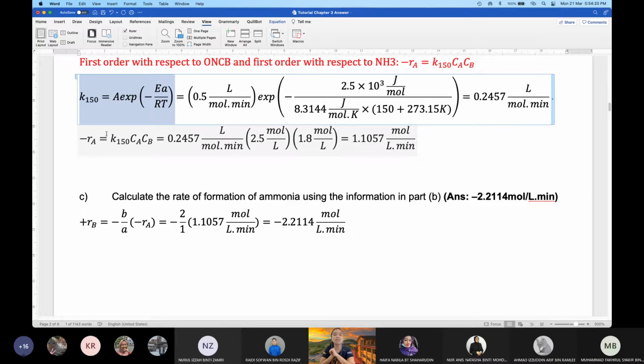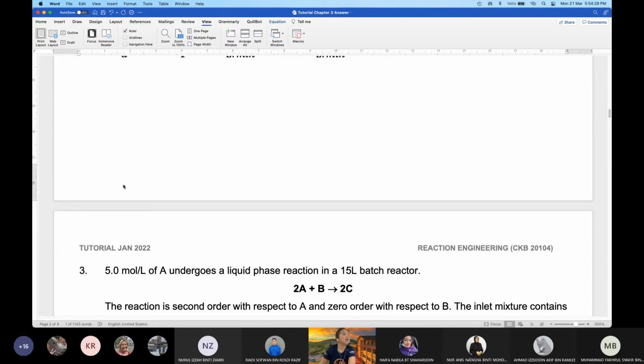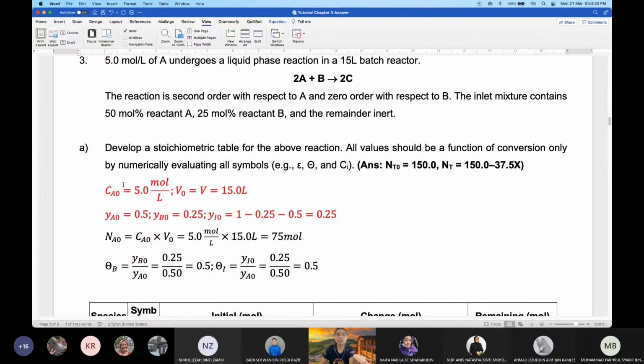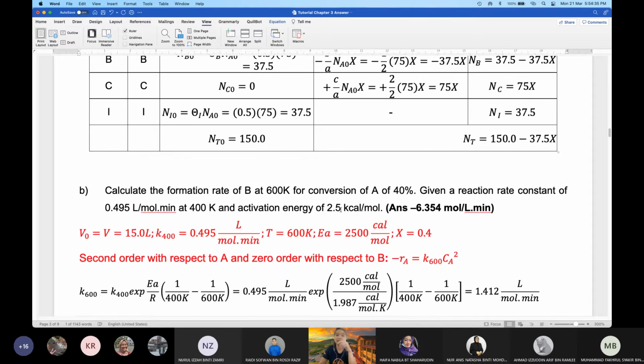You may think that maybe we can use this, because we know the temperature and we know the activation energy. However, if you realize, in question number 3, they didn't give us the pre-exponential factor. They didn't give us the value of A.